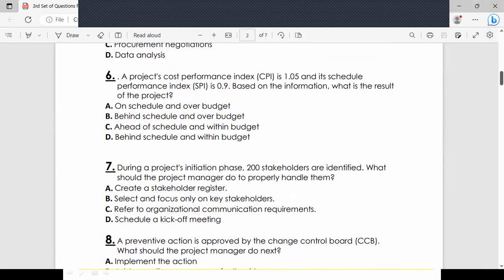Okay, we have seen this one. Project cost performance is 1.05 and the schedule performance is 0.9. Based on this information, what is the result of your project? Is it on schedule or over budget, behind schedule or over budget, behind schedule and under budget, or behind schedule and over budget?